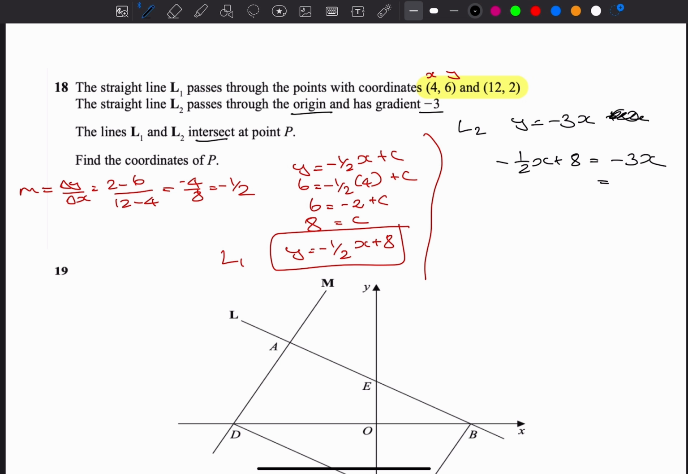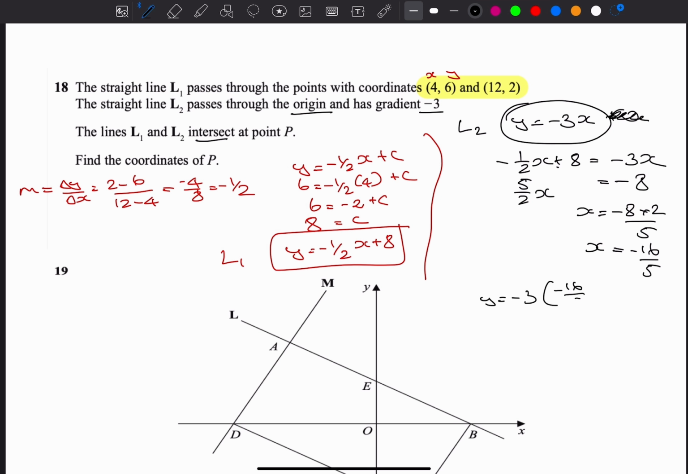2.5, which is 5 over 2x. Plus 8 move to the other side, minus 8. x equals minus 8 times 2 divided by 5. x is what coordinate? Minus 16 over 5. And you want the y coordinate. Pick an easy one, this guy. y equals minus 3 times minus 16 over 5, which is 48 over 5. So the coordinates are minus 16 over 5, comma 48 over 5. Does that make sense?